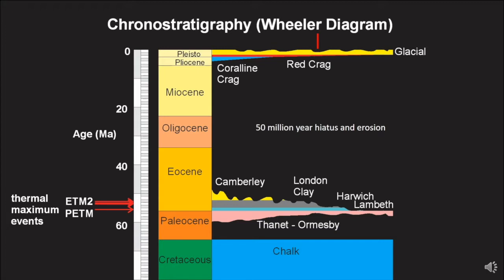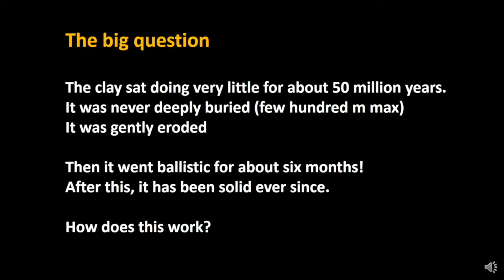So the big question you have to ask yourself is this. Our clay sat there doing very little for about 50 million years. It's never been deeply buried. It's never been subject to any great tectonism. It's only been very gently eroded. And then for 50 million years doing nothing, and suddenly for a period of about 6 months it goes completely ballistic. After that it freezes up and does nothing again for the last million years or so. How does that work?